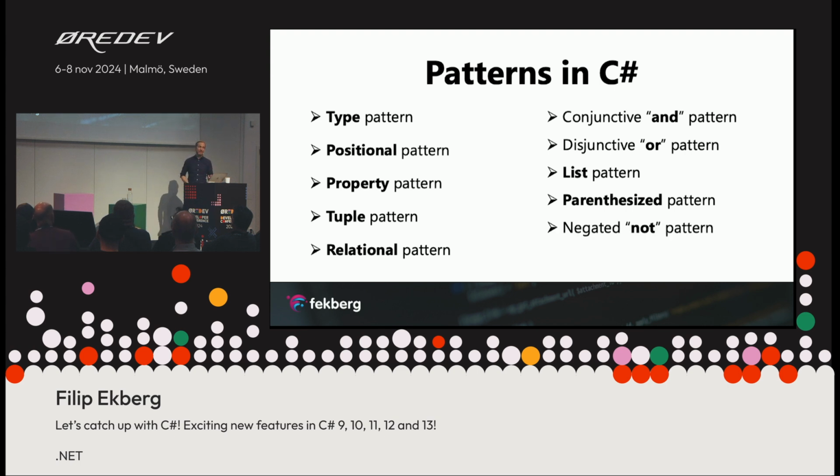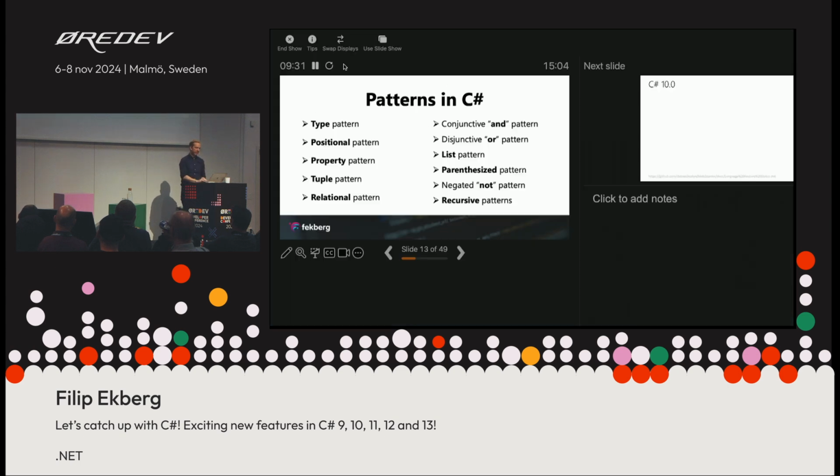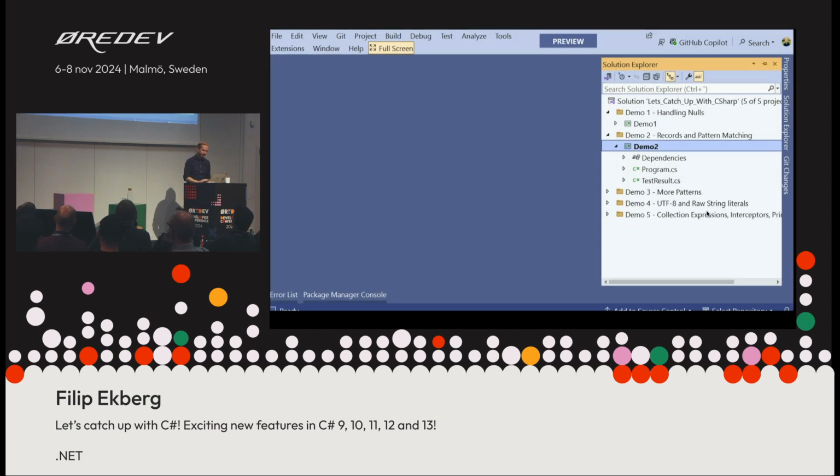We can also negate any pattern, which is, personally, I only use this to negate null. Null is also a pattern. So I could say, if my object is not null, that's using the negated not pattern. And all of these together can be used to create a recursive pattern. So first we can check the type, then we can check a property, we can deconstruct an object, and so forth. So enough slides, let's jump over to Visual Studio.